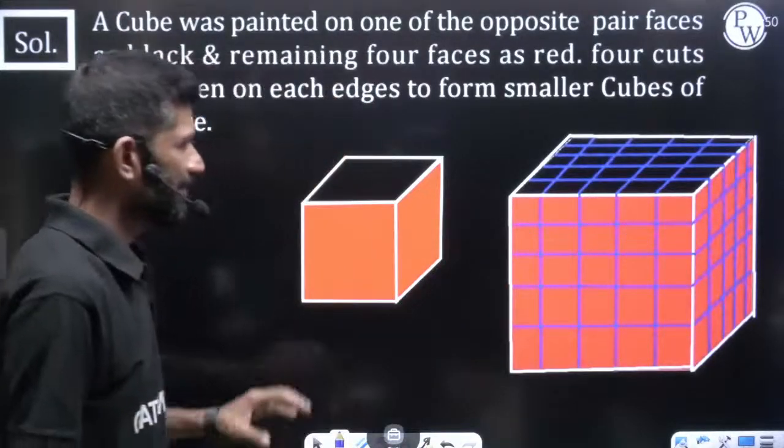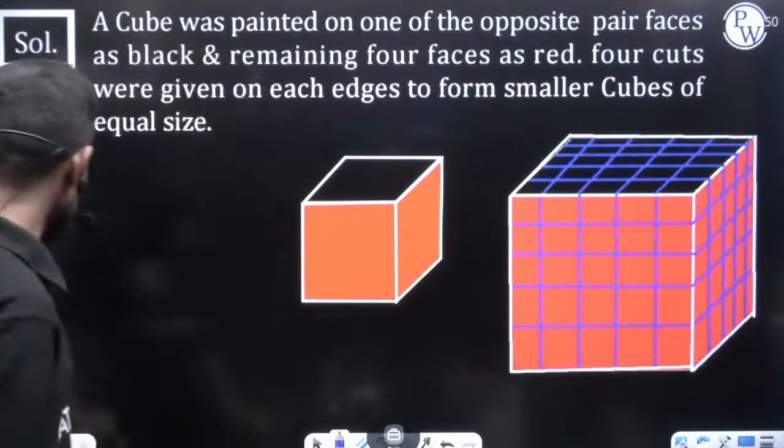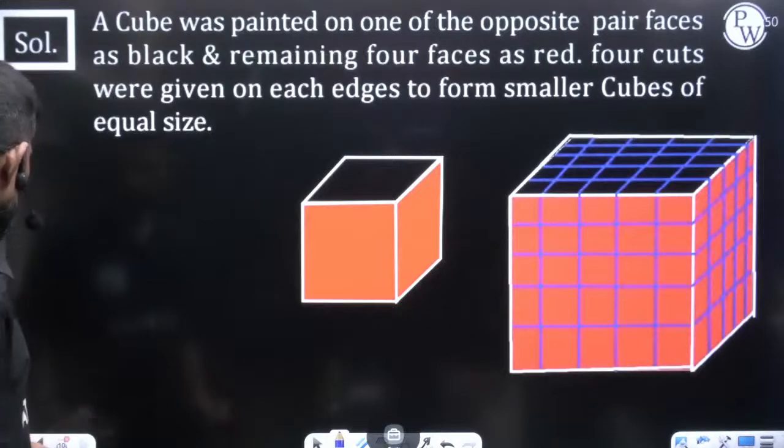Now, based on this, let us go one by one with the questions. The very first question was how many cubes will be formed?